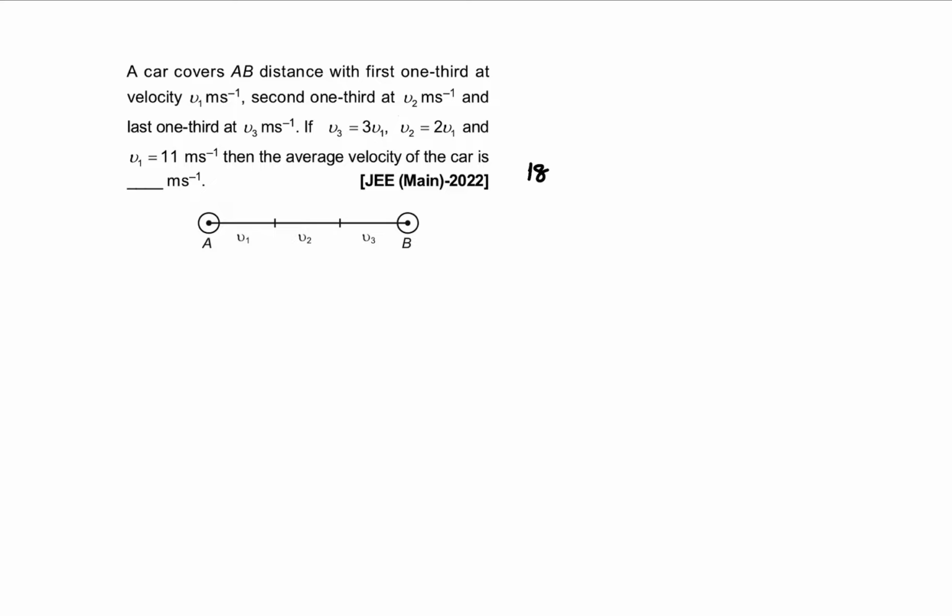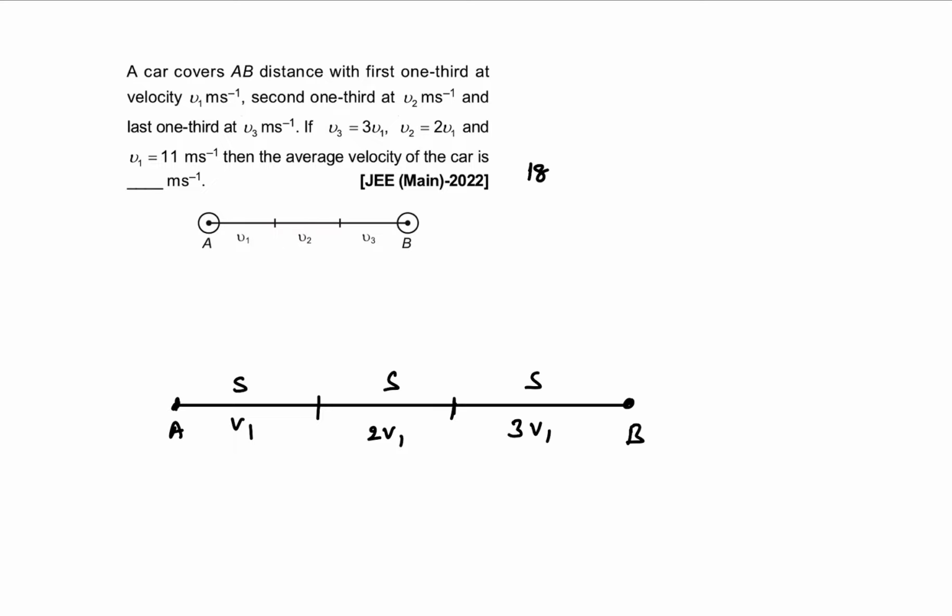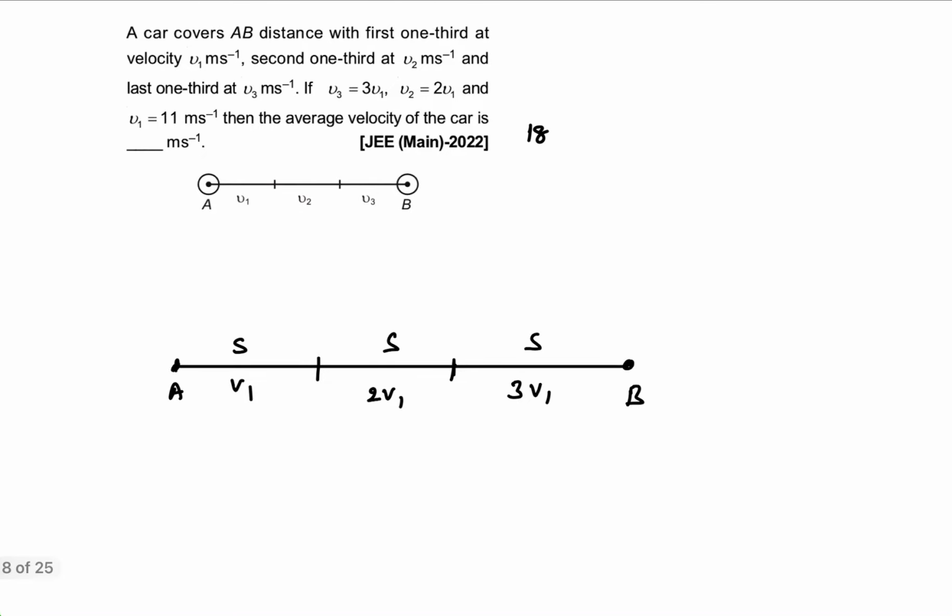Next one: a car covers a distance with the first 1/3 at velocity v1 meter per second, the second 1/3 at v2 meter per second, and the last 1/3 at v3 meter per second. All the values are given. We can see that the car is moving over different distances with different speeds. Now, for the first 1/3, I am taking distance s traveled with a speed of v1, the second s distance with a speed of 2v1, and the last 1/3 with 3v1.